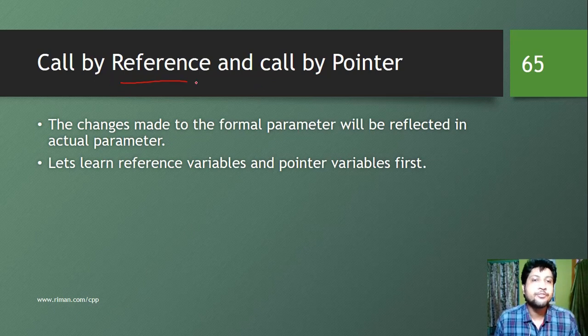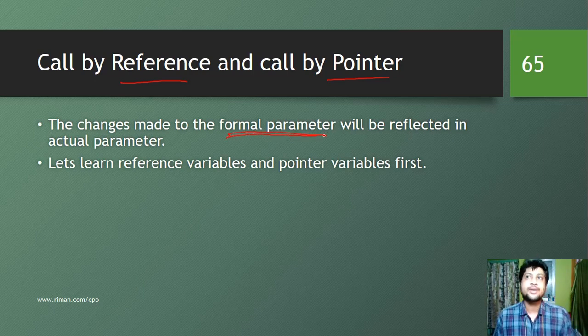Then we have call by reference and call by pointer, where the changes made to the formal parameter will be reflected in the actual parameter. So the changes we make to the parameters in the function definition will actually be reflected in the actual parameters as well. That means the values updated in the formal parameter will also be updated in the actual parameter. So for this, we have to learn two types of variables. One is called a reference variable, another one is called a pointer variable.